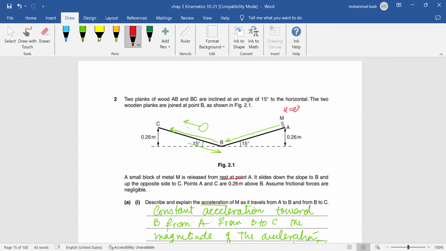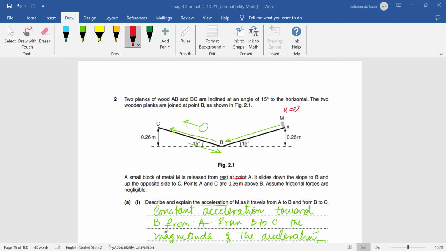Max height. But bro, you're saying this is a vertical motion, right? This is the horizontal motion. So you have to consider the length of the incline, okay? And not the 0.26, okay? Just apply the trigonometric ratio to find the distance AB. Getting? Yes. Okay.